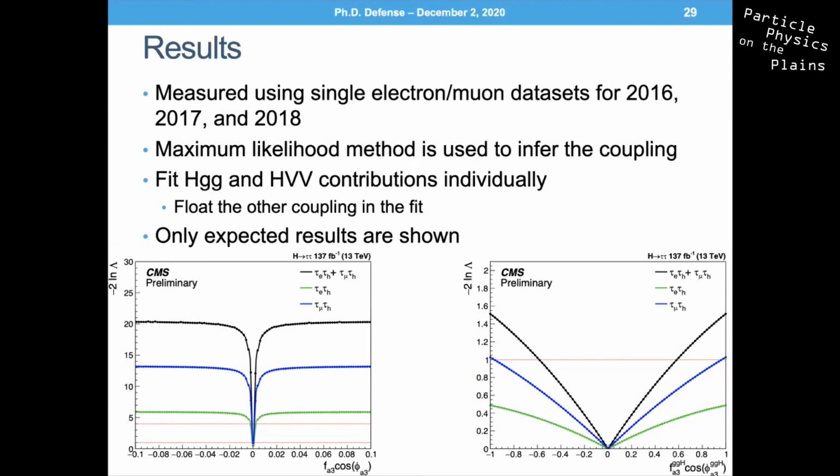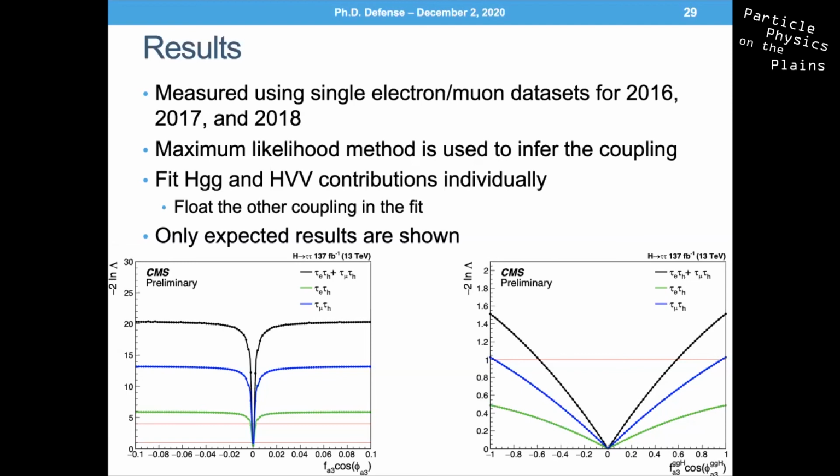So what we do is we use the maximum likelihood method to infer these couplings, and like I said, we fit the two vertices individually, allowing the other one to float in the fit. And right now, only the expected results are shown. We're working on going through the unblinding procedure with CMS right now. So when we get the approval to unblind, then we can have some observed results.